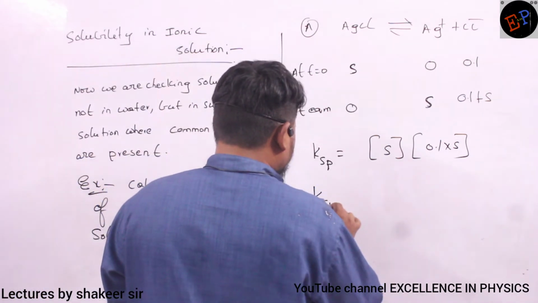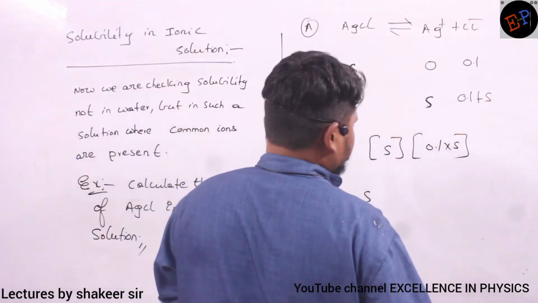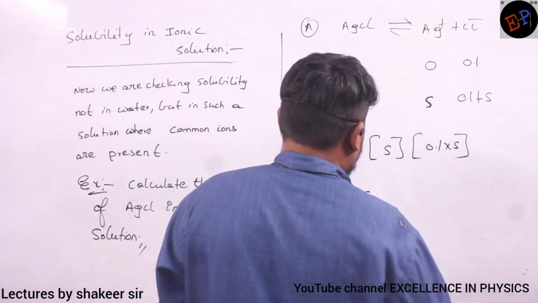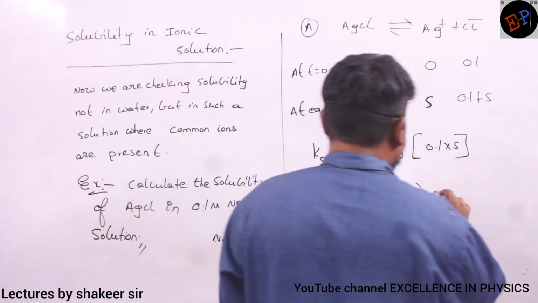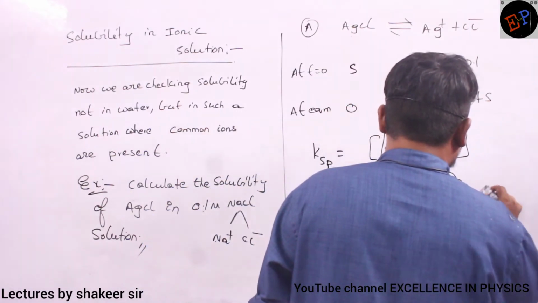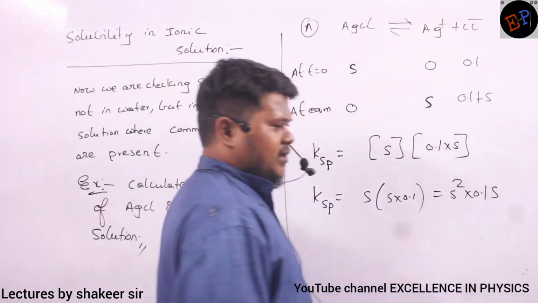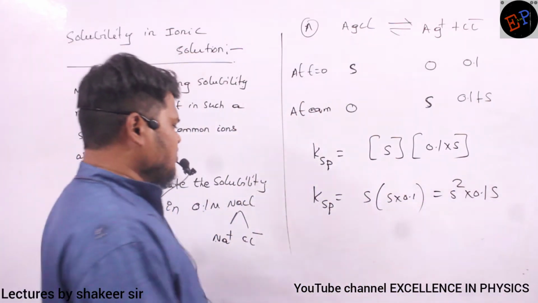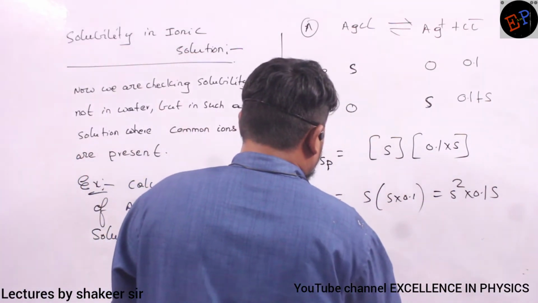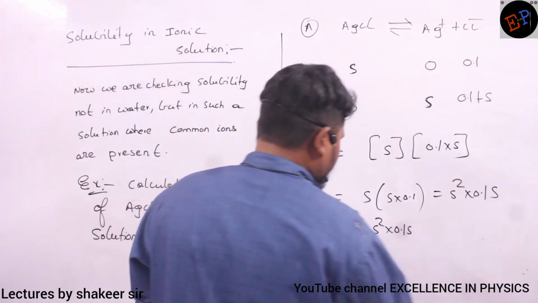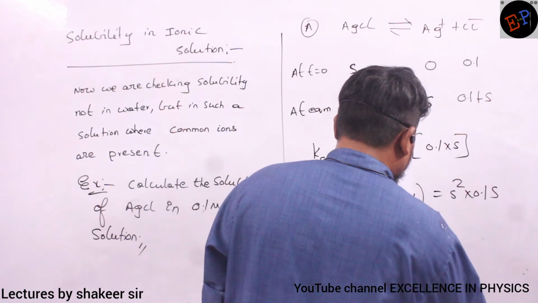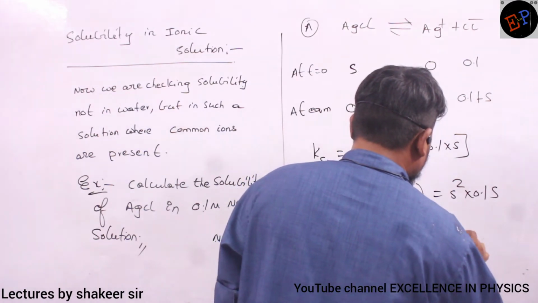So do the calculation. Ksp is equal to S multiplied by S plus 0.1. So in total, S square plus 0.1 S. This is the Ksp value which I got. So Ksp is equal to S square plus 0.1 S. Approximately I can write 0.1 S only.